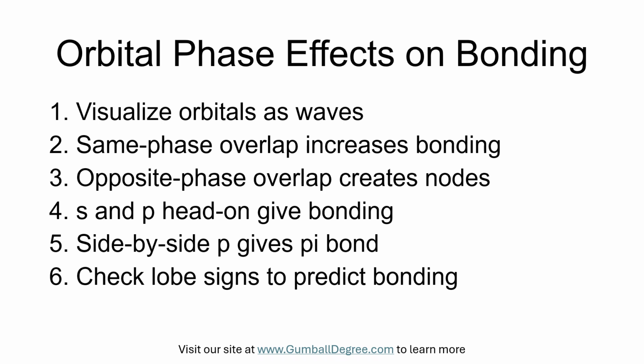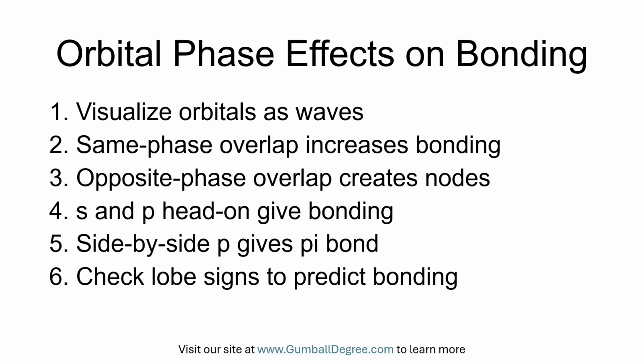For simple examples, when two s orbitals or two p orbitals with the same phase overlap head-on, they make a bonding combination with increased electron density between nuclei. And when their phases are opposite, they form an antibonding combination with a node and higher energy.